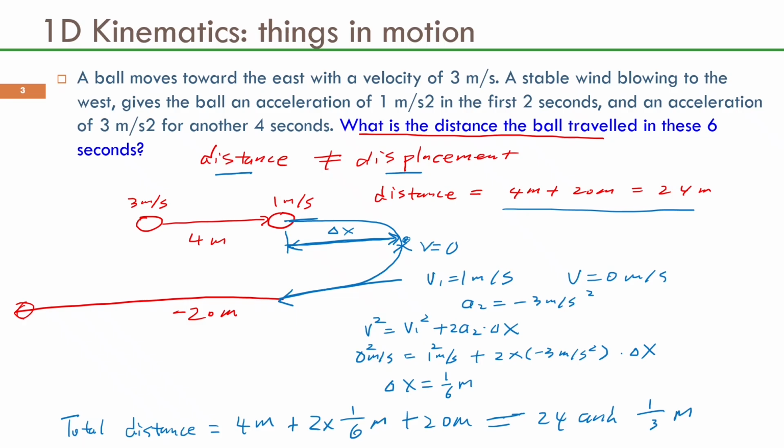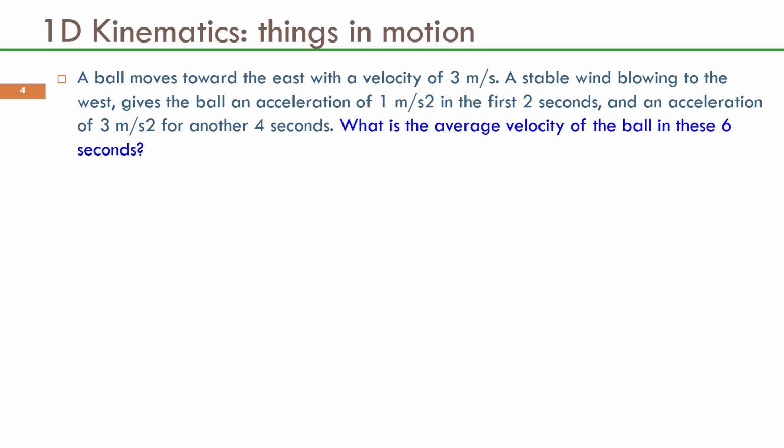Alright, now let's look at the last part of this question. It's asking what's the average velocity of the ball in these 6 seconds. Okay, some students might think this would be very tricky, but it's actually very straightforward because the average velocity equals delta x over delta t. It does not matter how many segment motions you have. It only cares about your final position and your initial position, then divided by time.